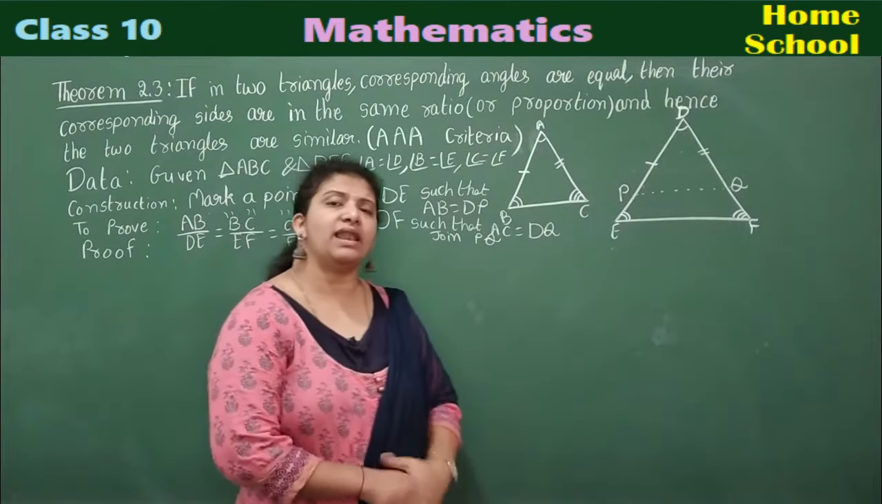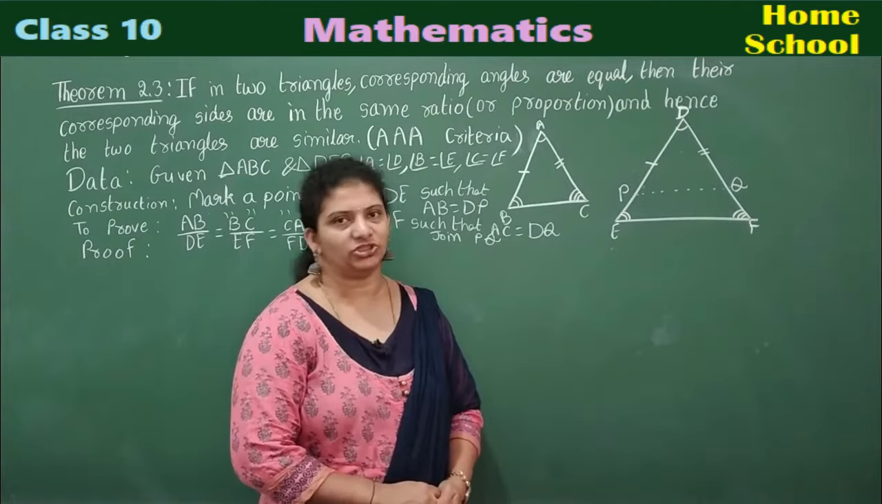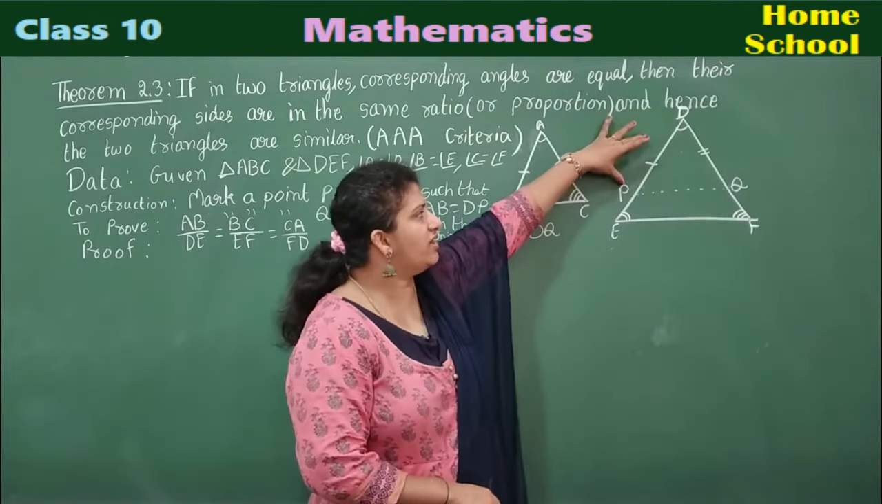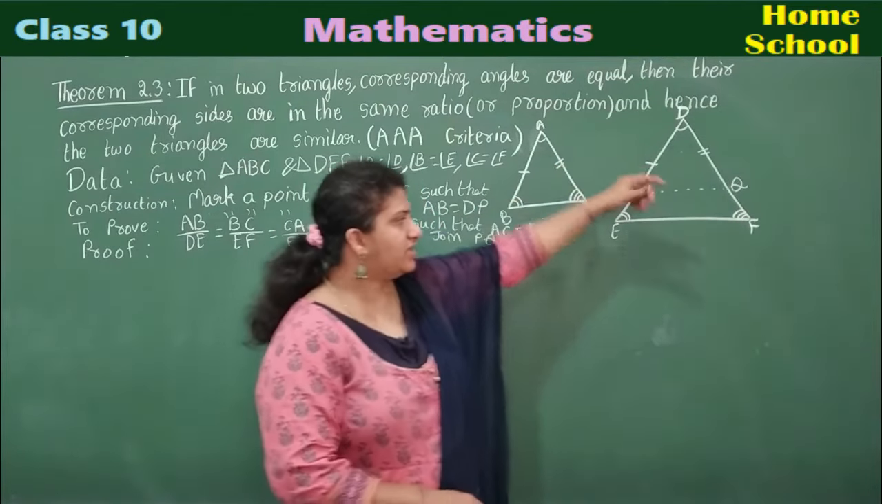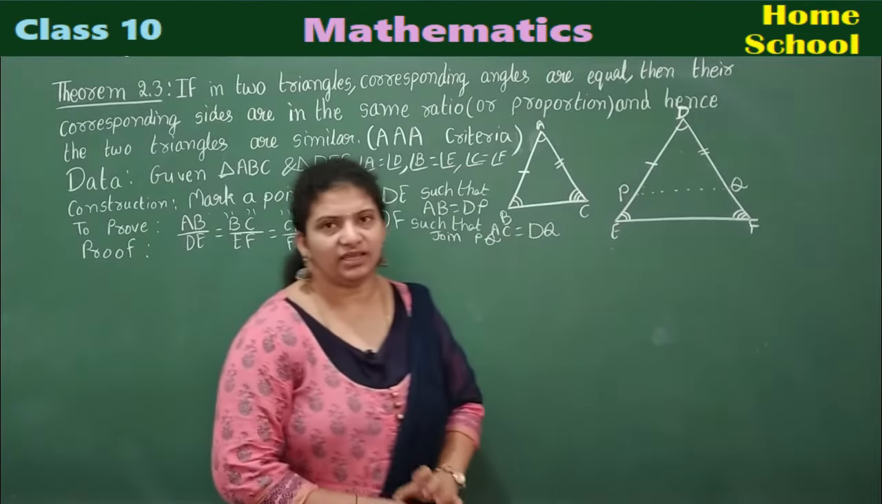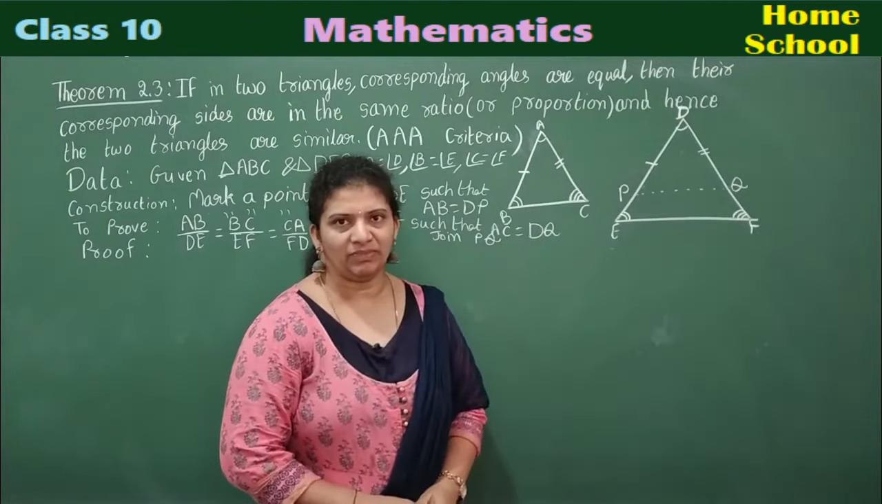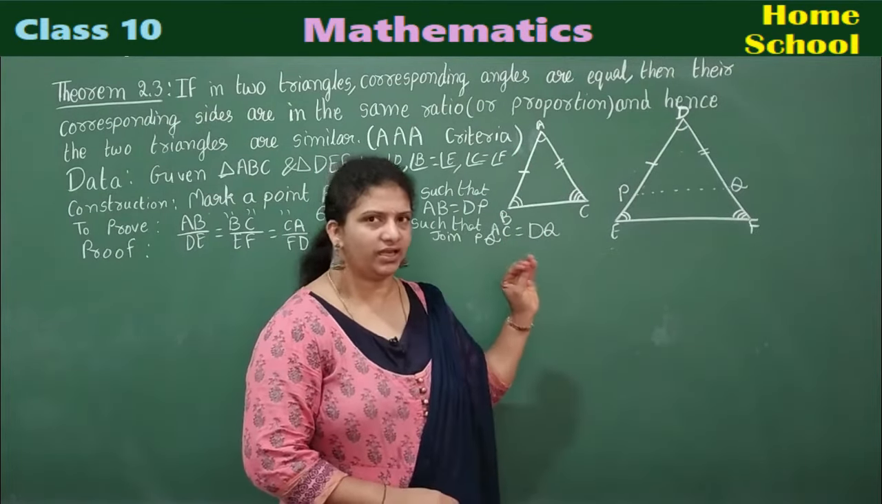If they are parallel, what can you say, children? The ratios are in proportion. Equate this ratio here. DP by DE is equal to PQ by EF is equal to DQ by DF. But in the place of DP, you substitute AB. Okay, so that was just a hint I gave you.